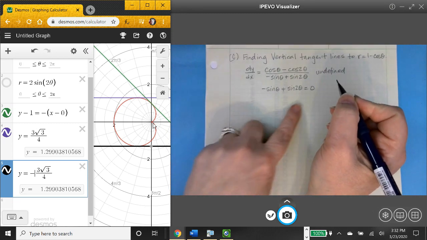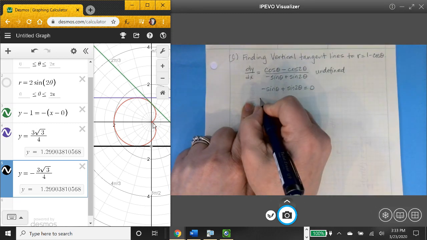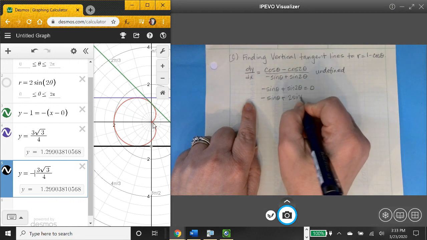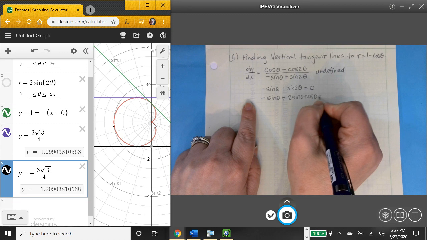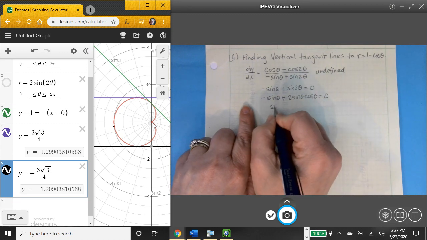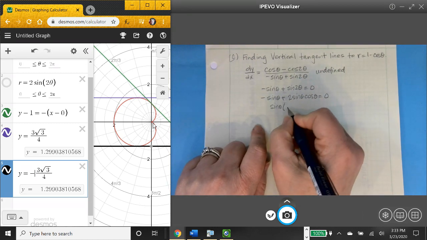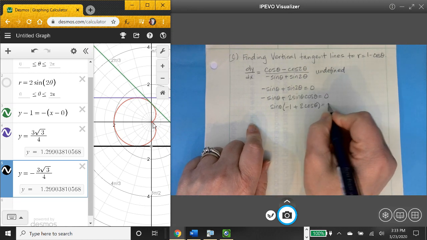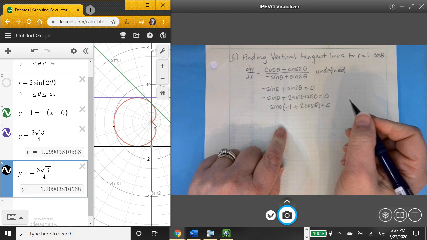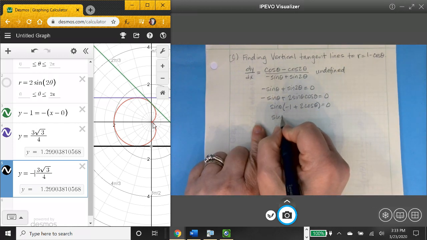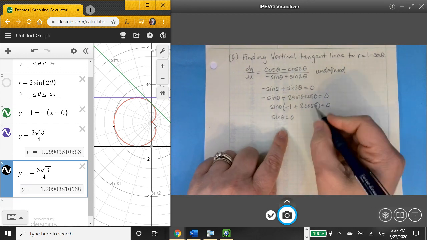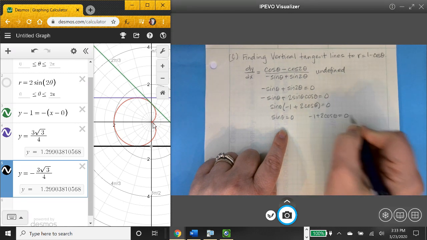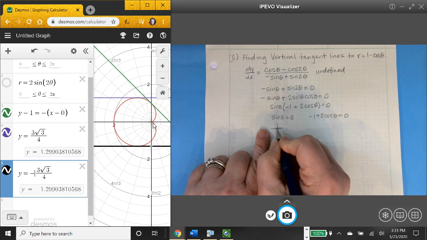And I'm going to use my knowledge of the trig identity of sine of the double angle. So negative sine theta plus 2 sine theta cosine theta equals 0. I'm going to factor out a sine theta, and I'm going to be left with negative 1 plus 2 cosine theta equals 0. Okay, and so now we're going to have two equations. We're going to have sine theta equals 0, and we're going to have negative 1 plus 2 cosine theta equals 0.